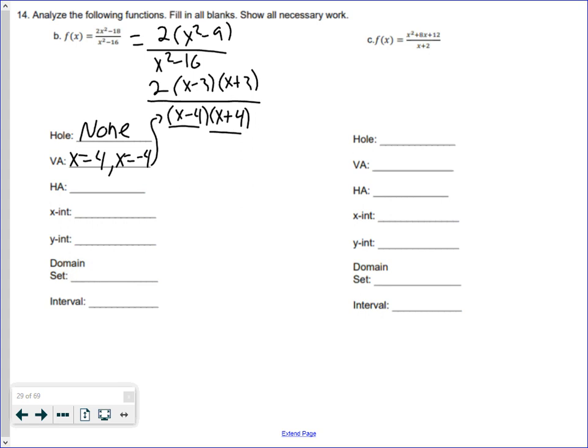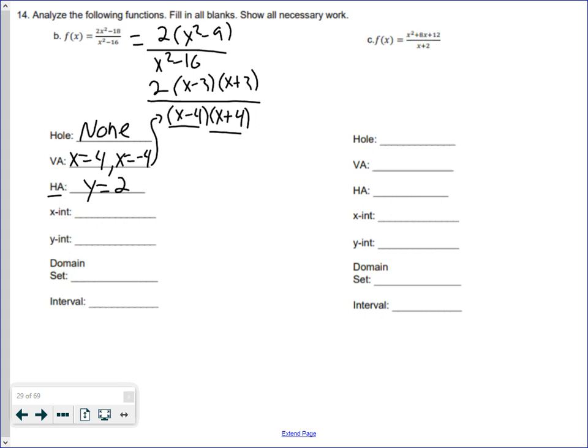Horizontal asymptotes, remember we talked about that in the previous problem. You look at the degrees and coefficients. In this case, the top and bottom both have a degree of 2. So that means it's going to be the coefficients. Exponents are the same, divide coefficients. And the top has a coefficient of 2. The bottom has a coefficient of 1. So that means our horizontal asymptote is y equals 2.